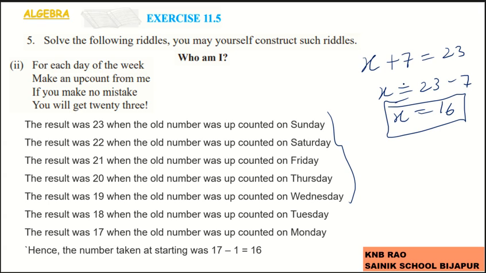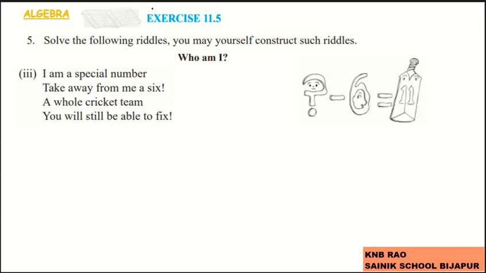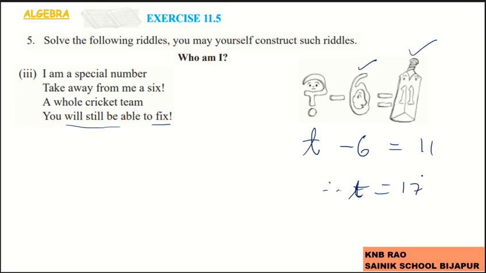Now, riddle number 3 is: I am a special number, take away from me 6, a whole cricket team, that is 11 members, will come. You will still be able to fix. So, what is this number? So, let us consider t minus 6 will give you 11, therefore, t will be 17. So, you know how to solve it, t equals 17 becomes the number.